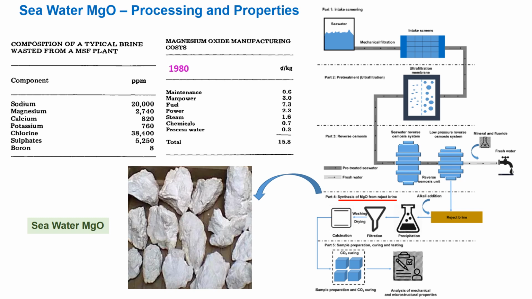This is a representation of the processing of seawater magnesia. Typical chemical composition for brine water and seawater magnesia processing parameters and their cost during 1980 is given. So when we want to develop or process seawater magnesia, we have to take care about these parameters. These are the typical chemical compositions in brine. This is the seawater magnesia obtained from this process.